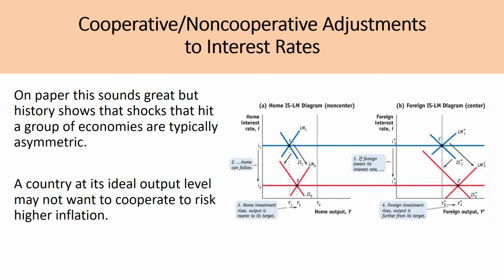On paper, this sounds great, but history shows that shocks that hit a group of economies are typically asymmetric. A country at its ideal output level may not want to cooperate and risk higher inflation, and that's really what happened with Britain, when they did not want to follow the other way, in addition to a lot of other countries and different fixed exchange rate systems that failed.